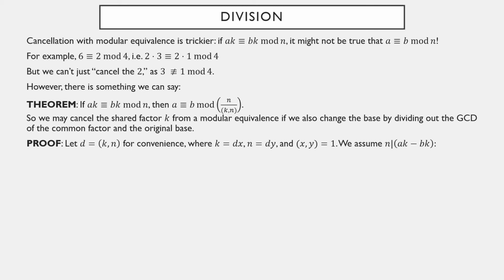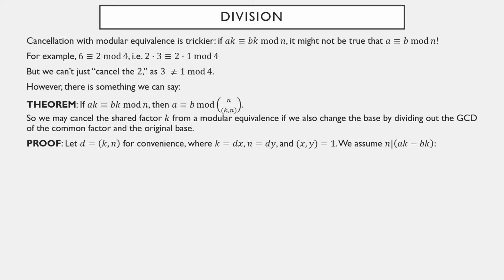So since d is the greatest common factor of k and n, it's a factor of both of them. So k can be written as d times something, x, and n can be written as d times something, y. And furthermore, those bits that are left behind, the x and the y, must be relatively prime from one another. Also, we get to assume ak is equivalent to bk mod n.